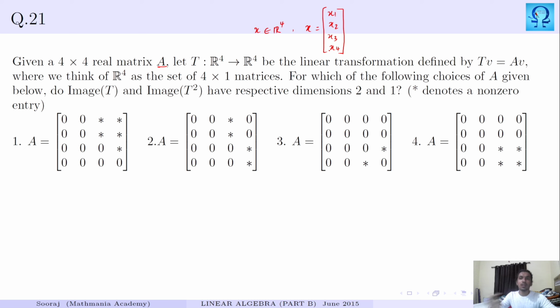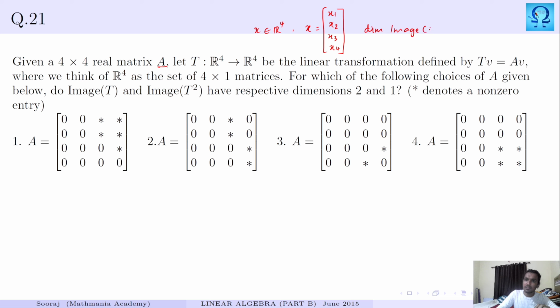Now we are given 4 choices of matrices, and we have to find which one makes the image of T and the image of T squared have the respective dimensions 2 and 1. What do we mean by the dimension of the image of a transformation?